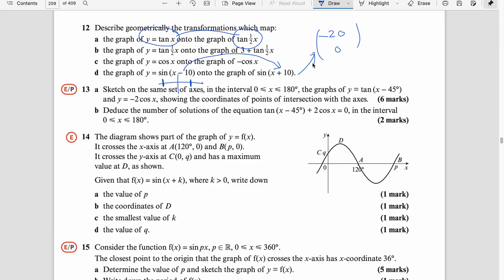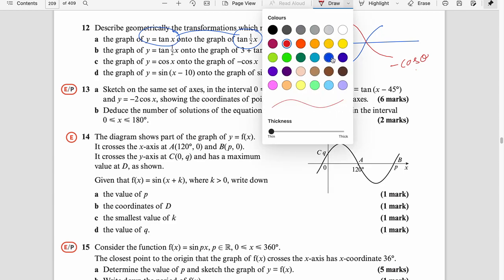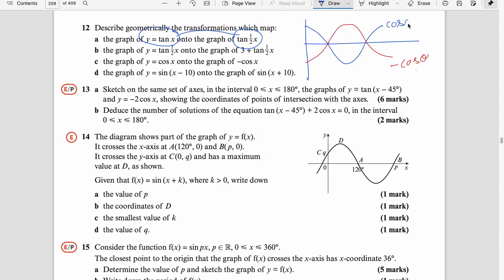Look at C part, that's an interesting one. Cos to minus cos. So this was cos, and for minus cos, when you multiply it with negative, positive becomes negative, negative becomes positive, and this is it. So this is minus cos. Definitely that's a reflection. So what is the transformation? It is a reflection in the x-axis. Clear?